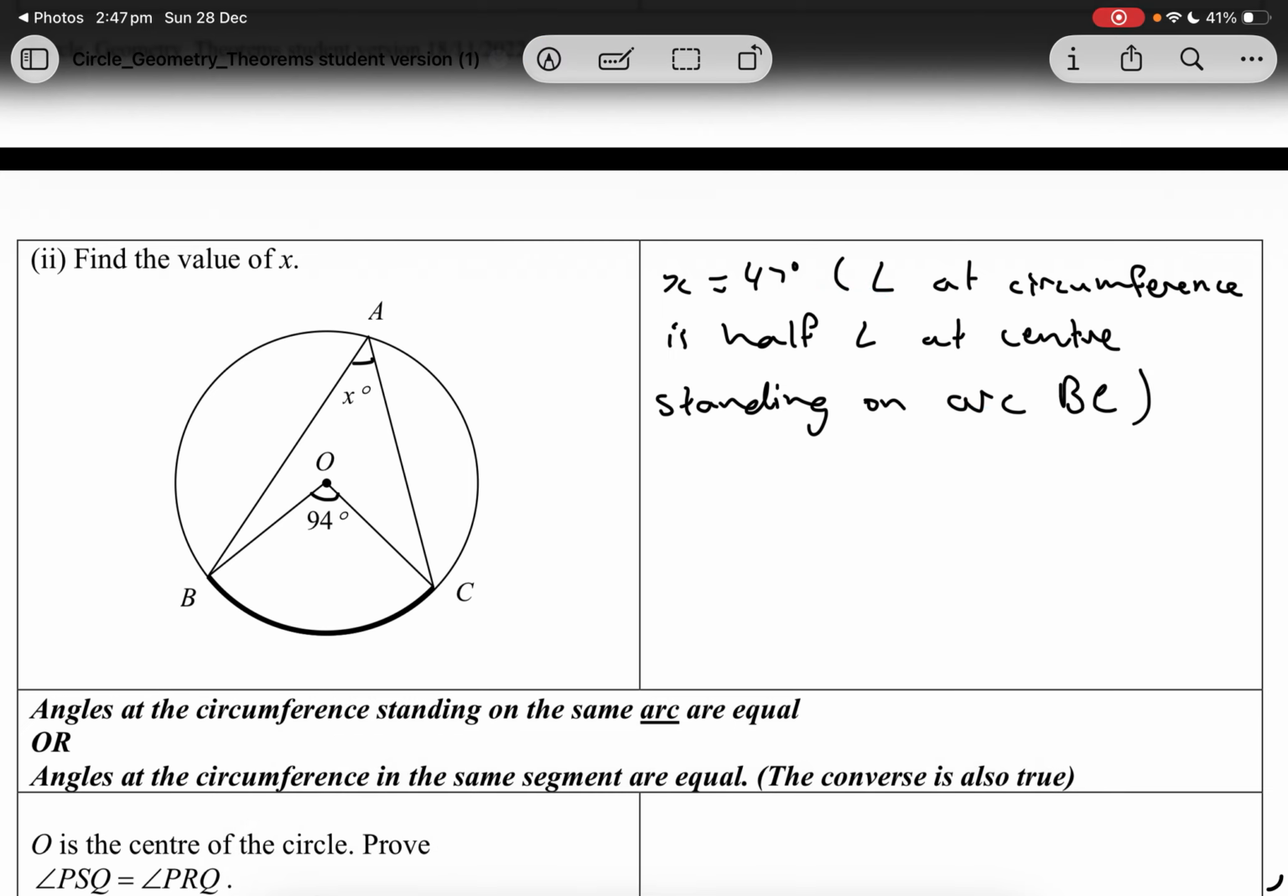Okay, so we are just applying this. There's no need to prove. We are just giving reasons for our answers.